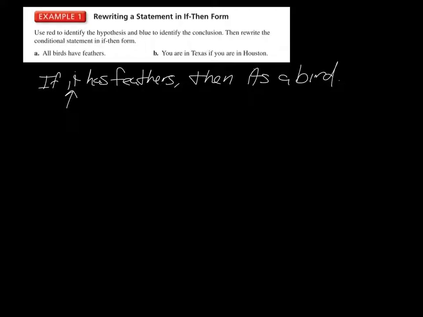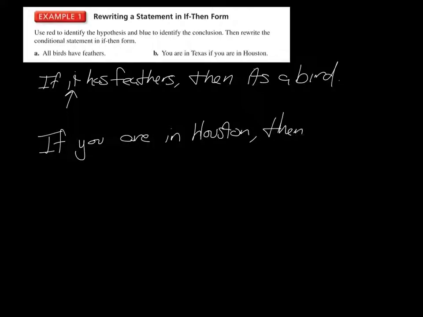The next one, you are in Texas if you are in Houston. So I would say if you are in Houston, then you are in Texas. So again, some of them in your homework will have a true or false after that, and you can justify why your answer is that once you're done.